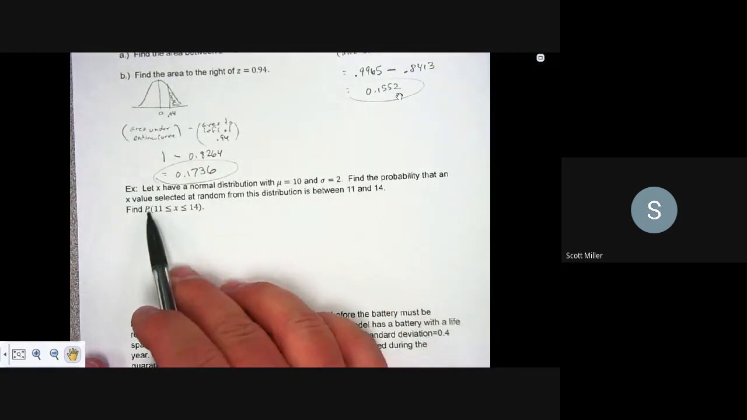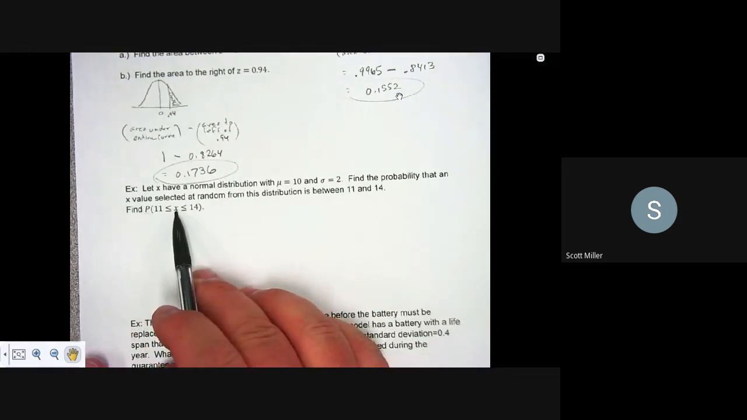So down here, we have some examples to do again. Let's pull this over. So let X have a normal distribution where mu, or the mean, is 10 and the standard deviation is 2. Find the probability that a value selected at random from this distribution is between 11 and 14. So what is the probability that some X value in my distribution is between 11 and 14?